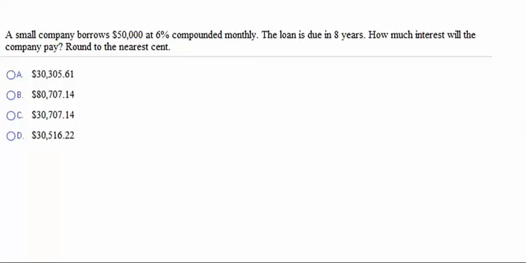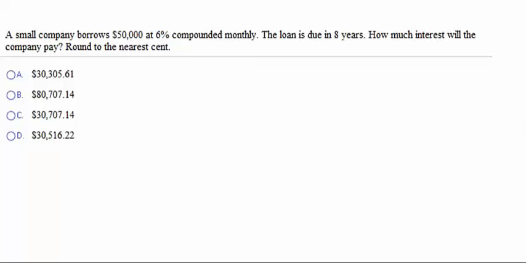This example is from MGF 1107, where we are dealing with compound interest. It says a small company borrows $50,000 at 6% compounded monthly. The loan is due in 8 years. How much interest will the company pay? Round to the nearest cent.